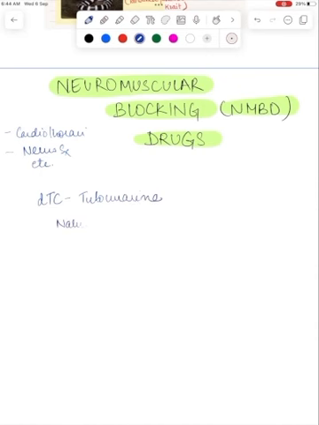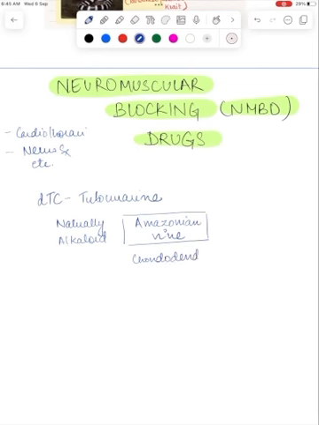Tubocurarine was a naturally occurring alkaloid, and it was actually being used for hundreds of years, if not more, by the native people of the Amazon. It can be isolated from an Amazonian vine called Chondodendron tomentosum. That was the name of the plant from which D-tubocurarine was isolated.